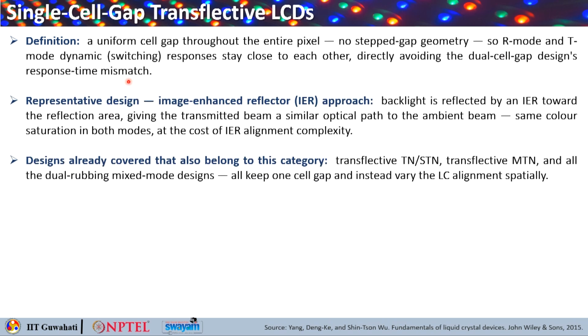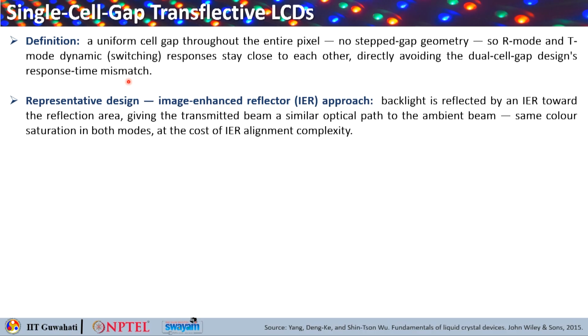Okay, so you have to think of a design where these issues are taken care of. One representative design can be using an image enhanced reflector. The backlight here is reflected by an IR toward the reflection area, giving the transmitted beam a similar optical path to the ambient beam, just like the reflection mode. So you are basically creating a longer reflection path for the transmitted beam, and you are basically having the same color saturation in both modes.